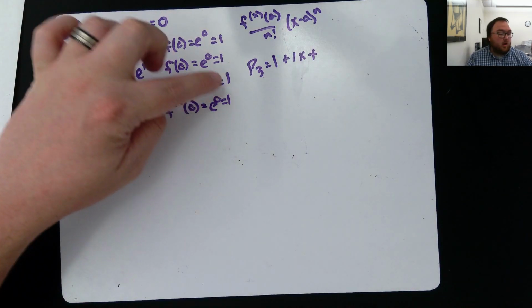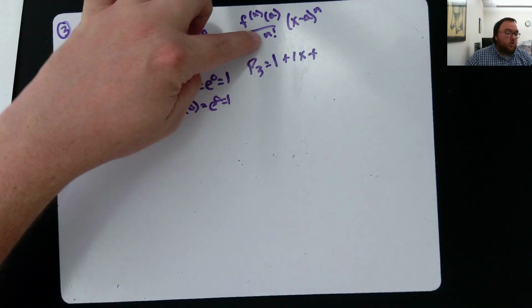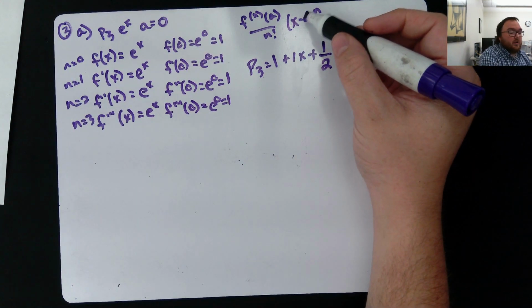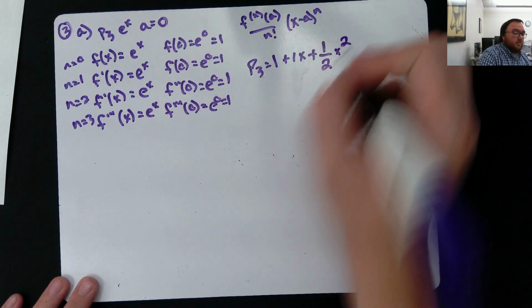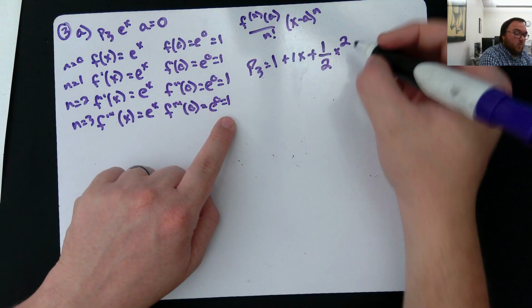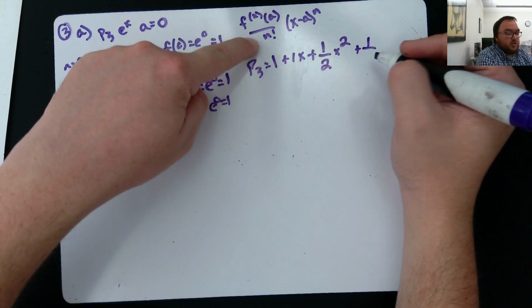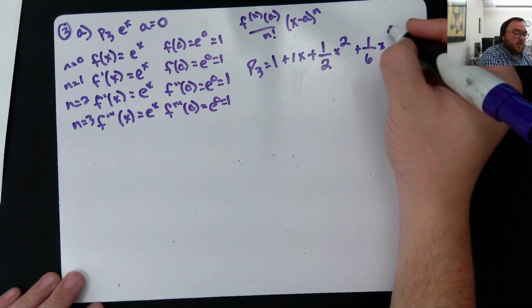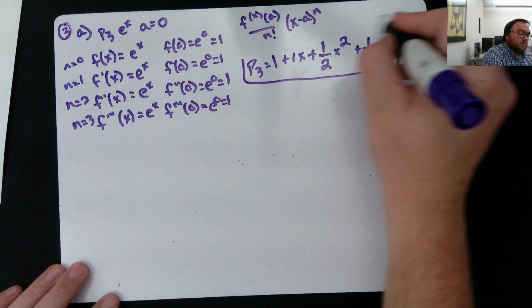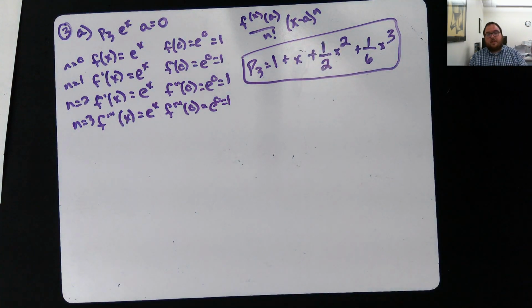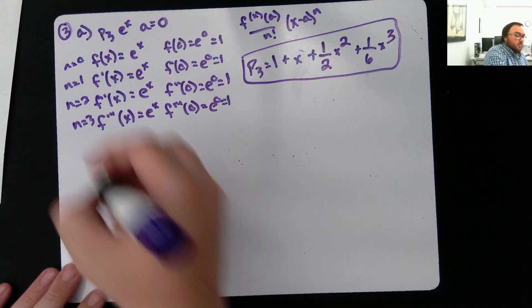Plus, this is going to be, again, a 1 over 2 factorial, which is just 2. X minus 0 squared is just x squared. Same thing for this one. For the third, we said we got 1. 3 times 2 times 1 is 6. X minus 0 to the third is x to the third. This is just 1x, so if you want, you can just write it as x. That's fine. If that doesn't make sense, let me know.